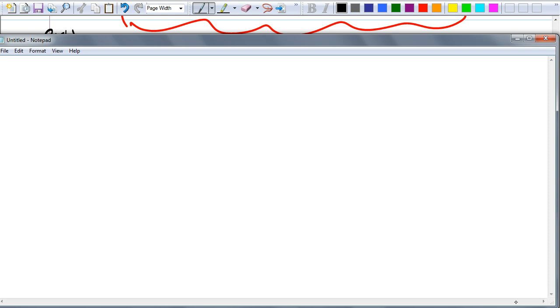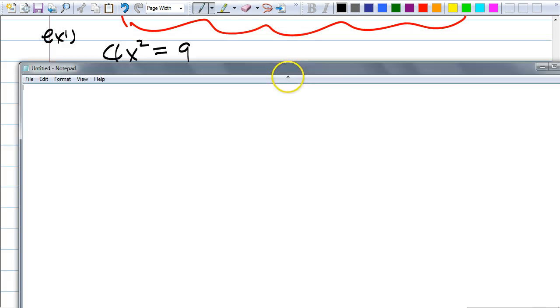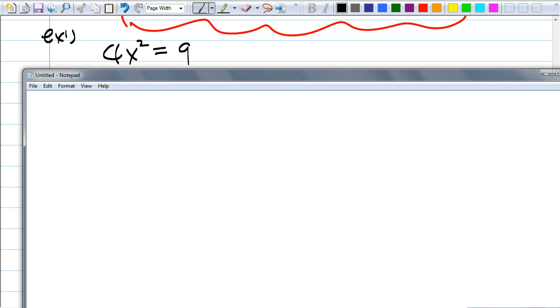Okay, so on your homework tonight, do you think they're always going to give you x squared equals some number and have you solve it? No, that'd be kind of boring. So they get a little bit creative. Not too much, but they just give you something like this. Here. 4x squared is equal to 9.